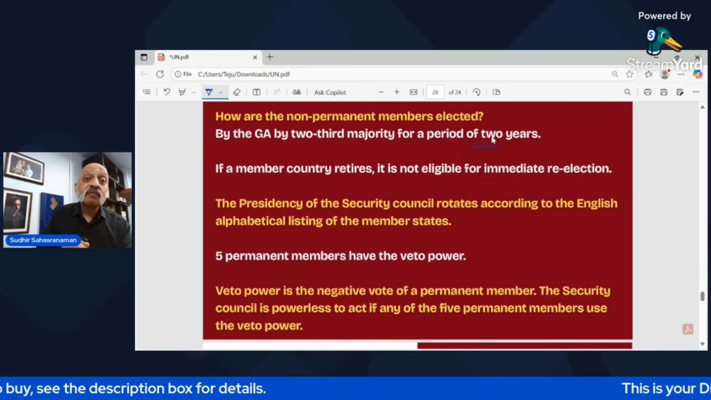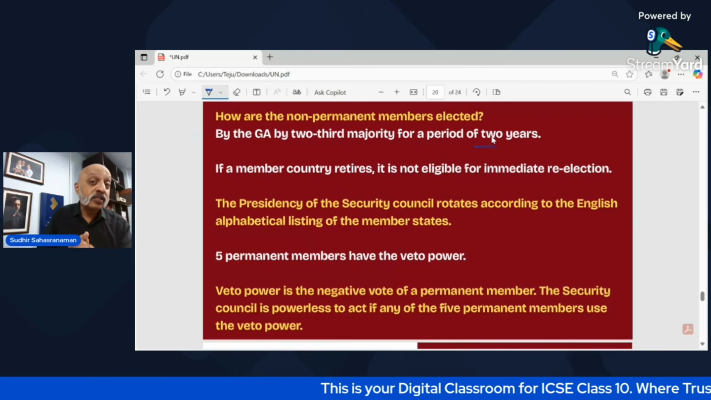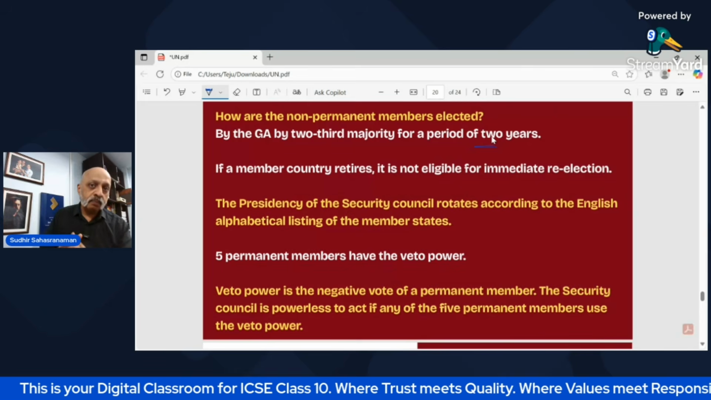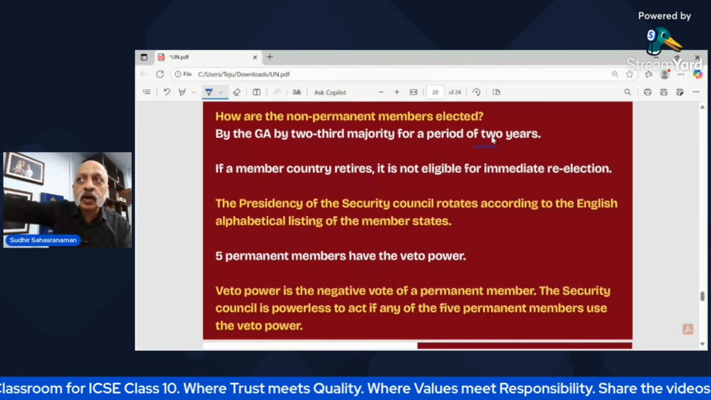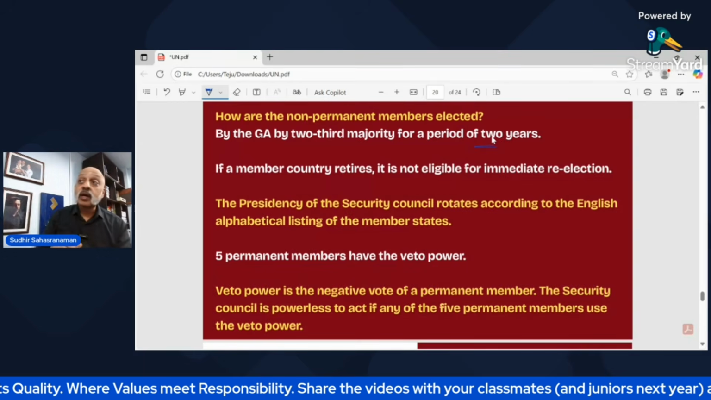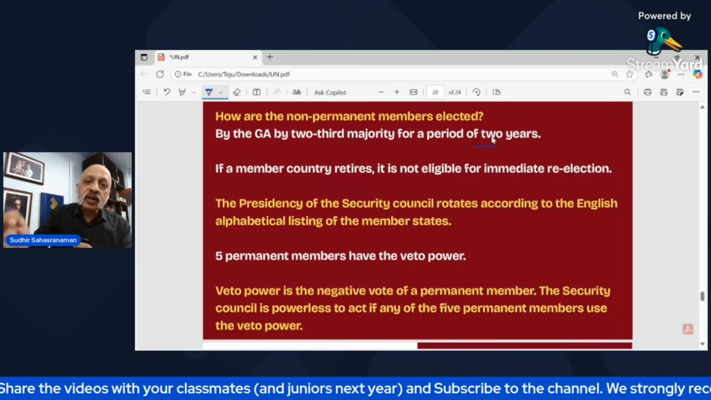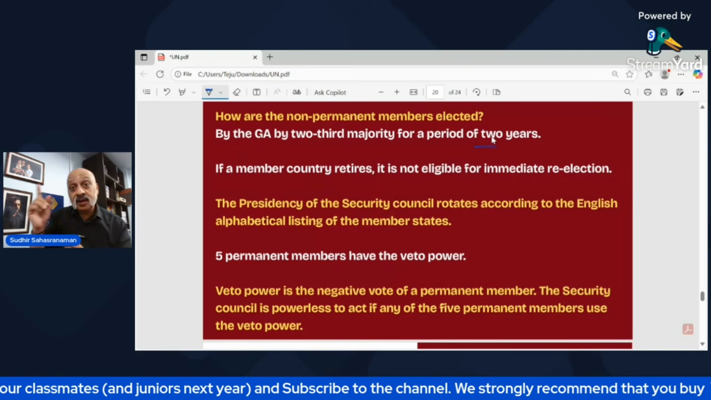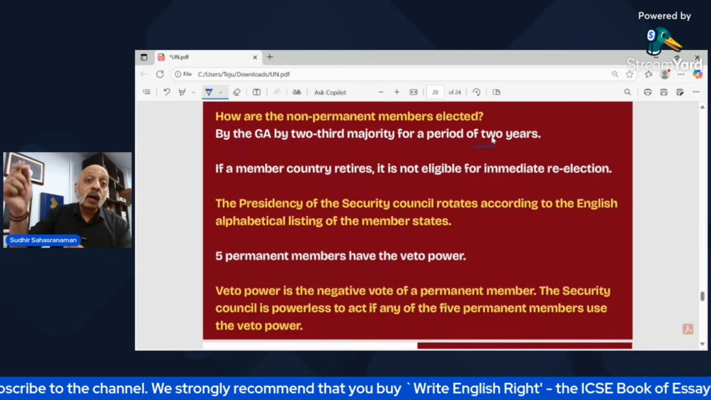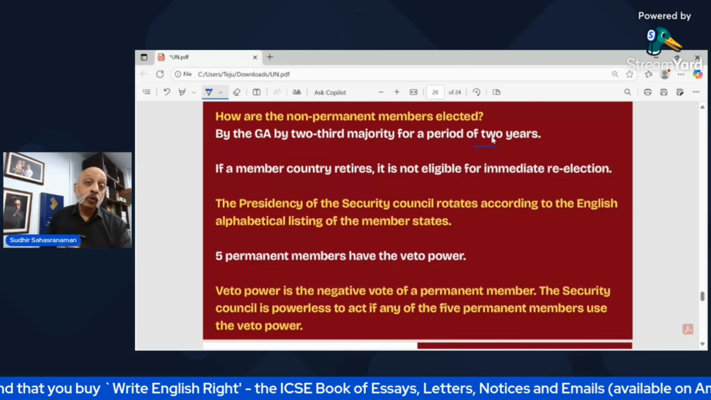The 5 permanent members have the veto power. Now, what exactly is a veto power? Now, this is one of the favorite questions as far as the board exams is concerned. It is the negative vote of a permanent member. That is, I do not want this particular issue to be discussed, or I reject whatever the Security Council or the other 4 members of the Security Council are saying, which is why whenever India wanted to do something against Pakistan at the Security Council, get a resolution moved, a country like China would come to the aid of Pakistan and ensure with its veto power that no such resolution was passed, right?